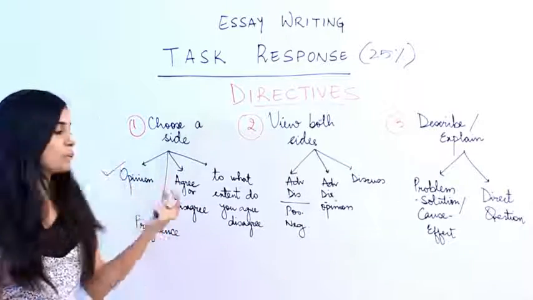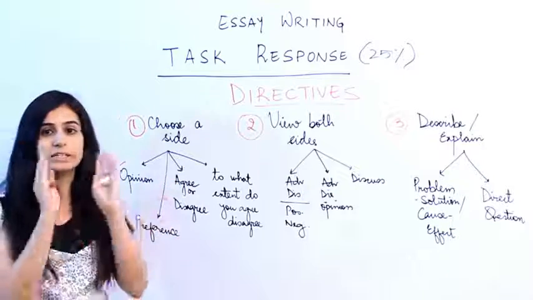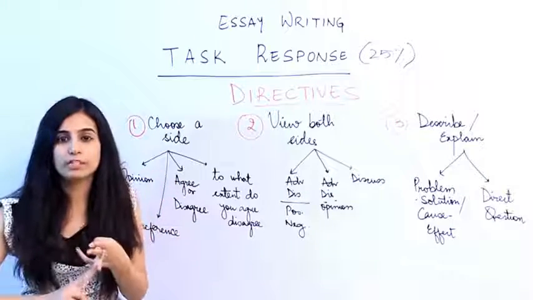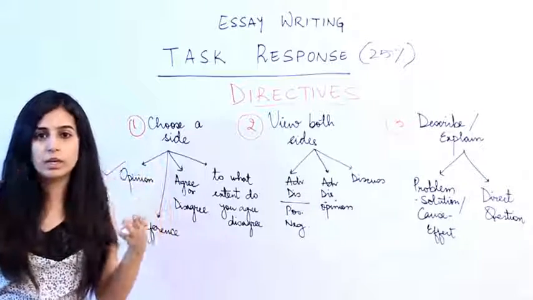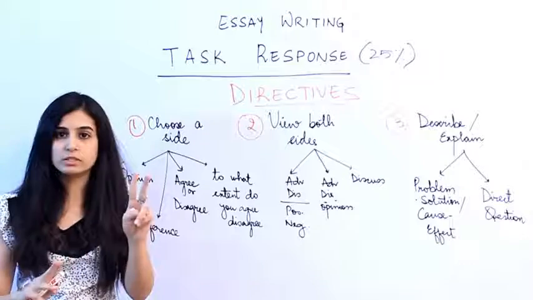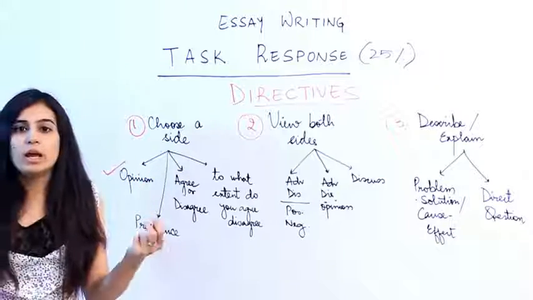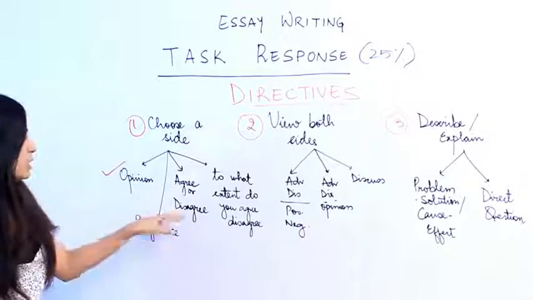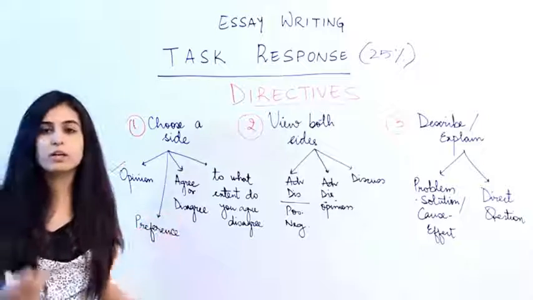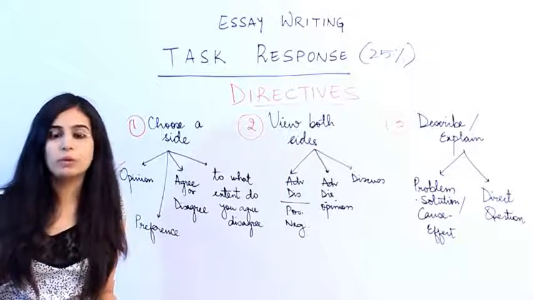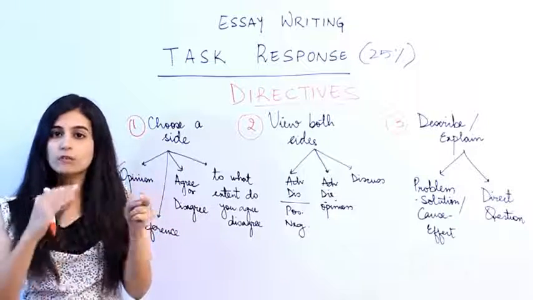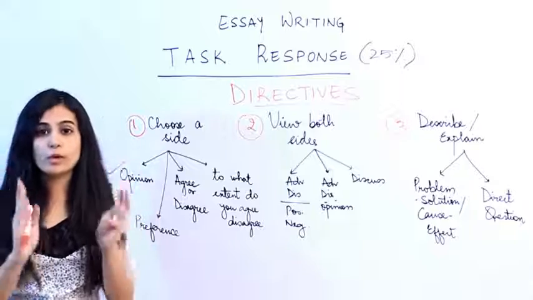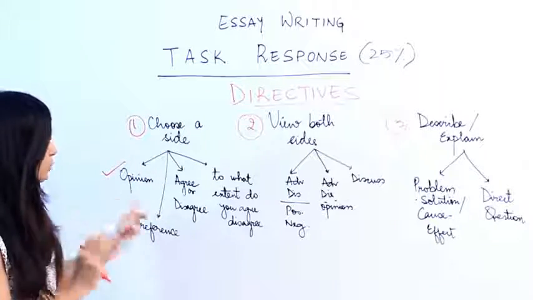Why do you think that it is right? Give 2 or 3 supporting statements. I agree because... So you give 2 reasons and you support it with an example each. Similarly, if you choose the disagree part, you say I do not agree. I disagree and give 2 points to support why you disagree to that particular topic.